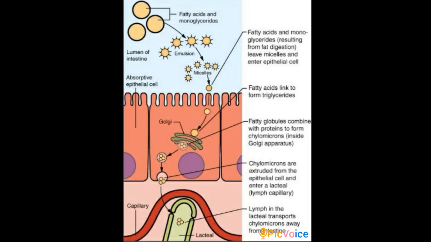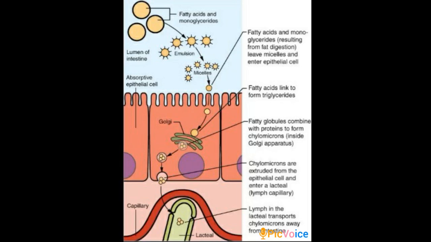Once inside the cells, the free fatty acids and monoglycerides enter the endoplasmic reticulum, which is a system inside the cell whose function includes synthesis and transport of lipid. So the endoplasmic reticulum is responsible for synthesis and transport of lipids. Here what happens is the digestive products are resynthesized into triglycerides. So these triglycerides are the major form of fat stored by the body.